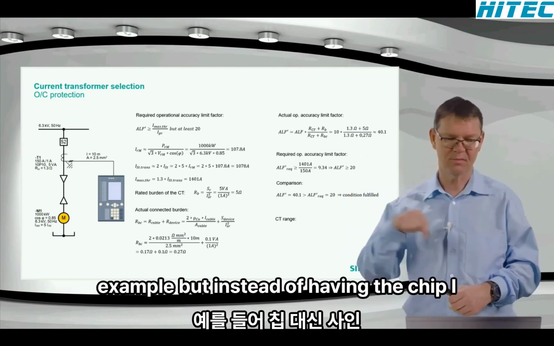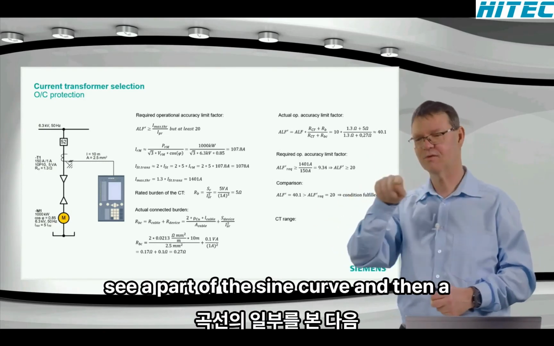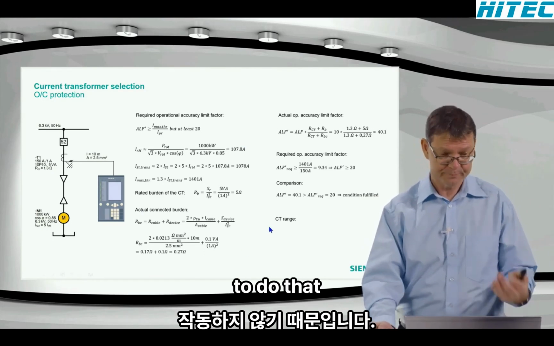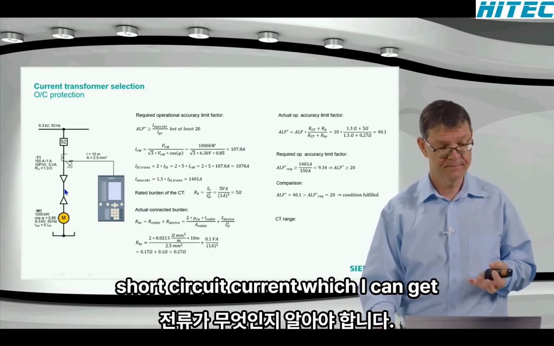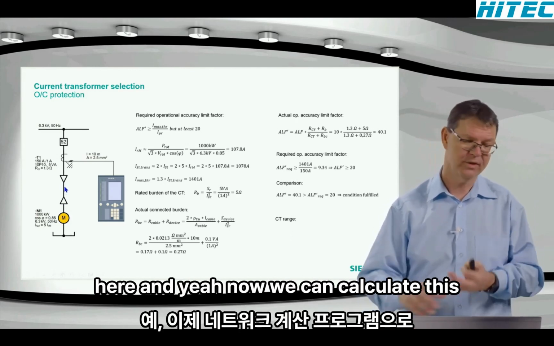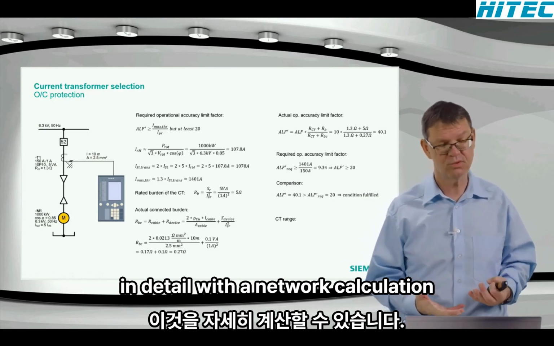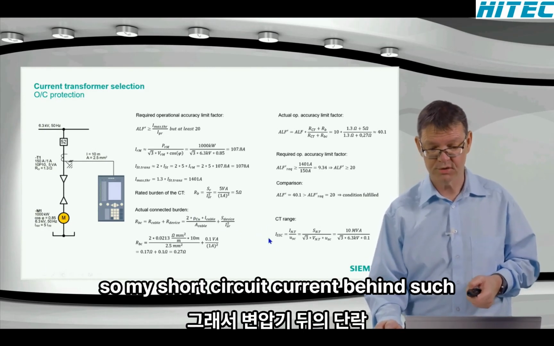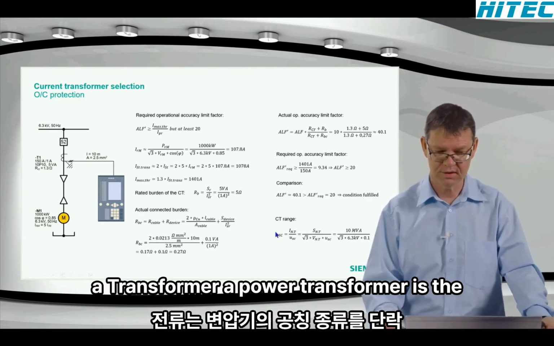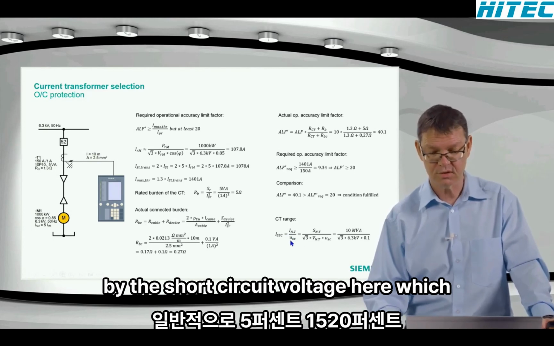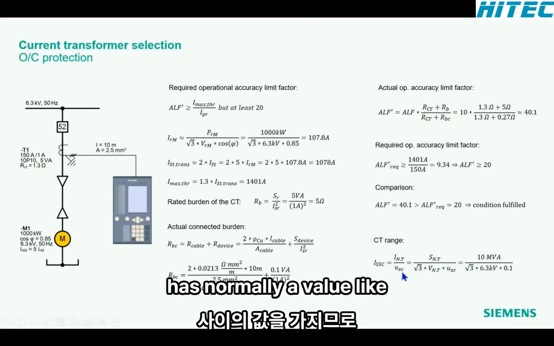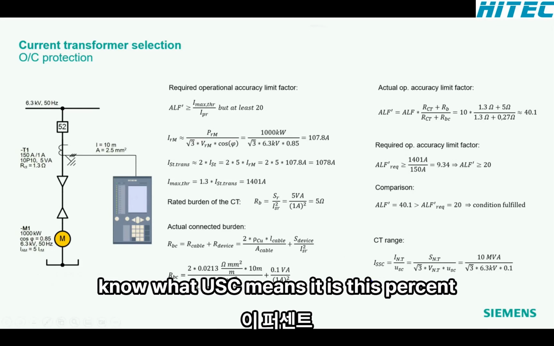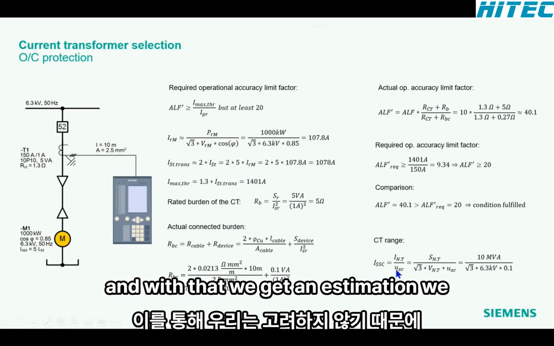So then I see a sine curve, for example, but instead of having the tip, I see a part of the sine curve and then a flat part, and then it goes down because the AD converter does not go further. To do that, we need to know what is the biggest short circuit current which I can get here. Now we can calculate this in detail with a network calculation program, or if we have just a transformer, we can make a fast and rough estimation, and this comes here. So my short circuit current behind such a power transformer is the nominal current of the transformer divided by the short circuit voltage, which normally has a value between 5%, 15, 20%, so in that range. If you don't know what USC means, it is this percent value at the transformer.